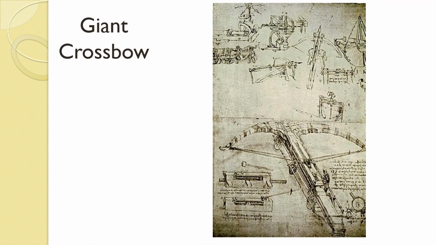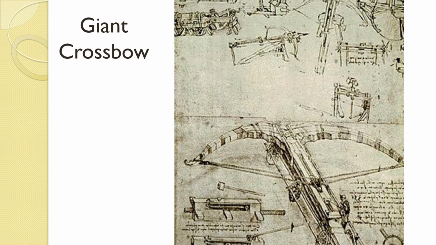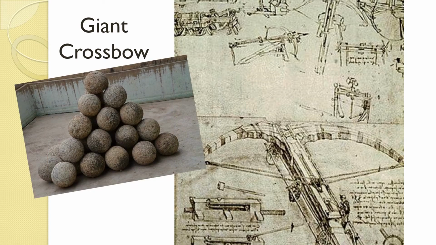Another of his designs was of a giant crossbow. Italian armies used cannon at this time, but they were very heavy to move and expensive. Da Vinci's giant crossbow had a lightweight frame which could be moved more easily.